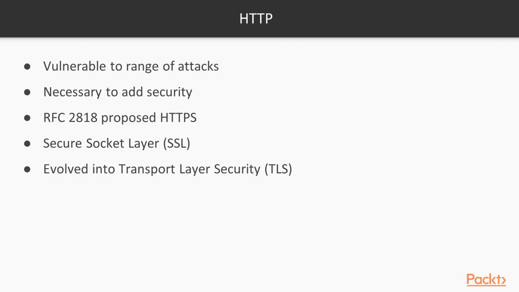HTTP is vulnerable to a range of attacks that might result in leaking the payload. Thus, it was necessary to add some form of security between parties using HTTP to communicate. RFC 2818 proposed HTTPS, HTTP Secure, as a version of HTTP that uses a secure streaming protocol underneath. Initially, this was Secure Socket Layer, SSL, and later evolved into Transport Layer Security, TLS.